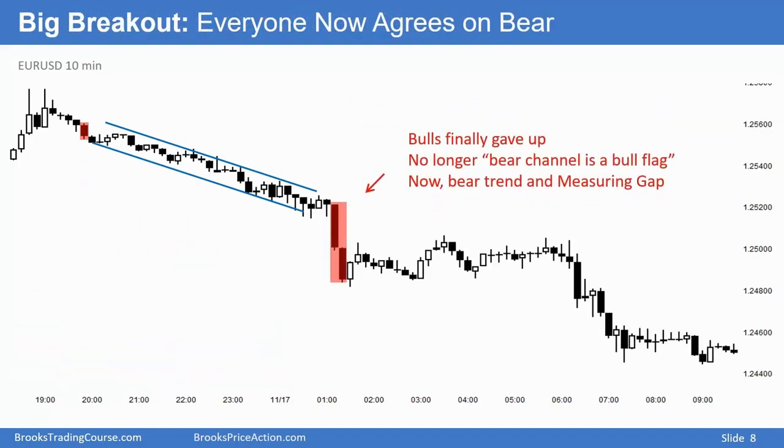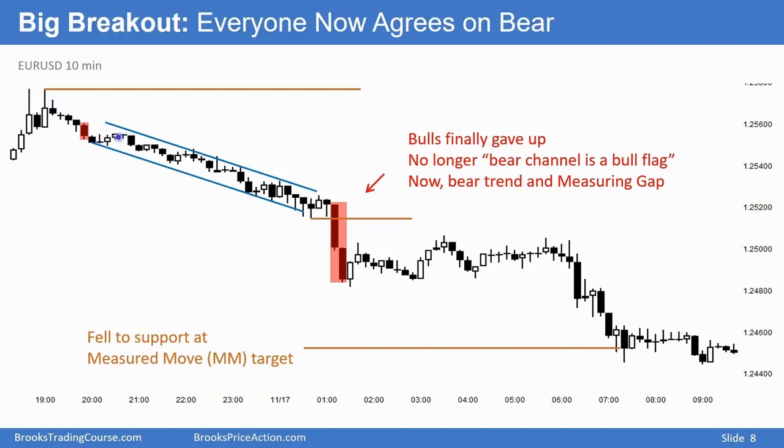Here, the bulls finally gave up. So it's no longer a bear channel, bull flag. It's now a bear trend. We have a big breakout bar and a big follow-through bar. Typically, that's what happens when you have an endless pullback and finally the bulls give up. Usually you get a pair of big bear bars closing near their lows, and it usually becomes a measuring gap, and the market typically falls for a measured move down.